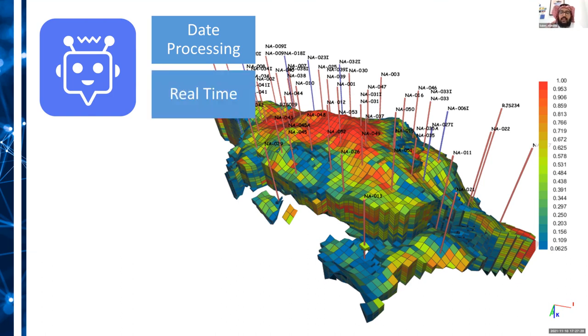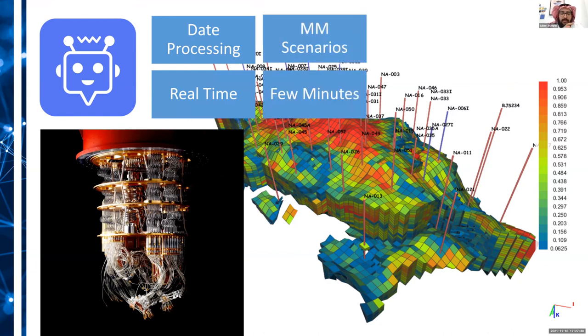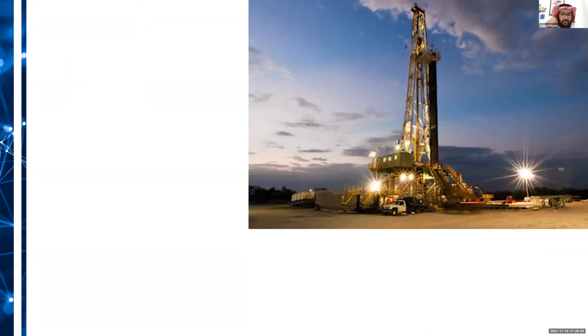Add to that, integrating it in real time, so it can really know what is happening in the operation, from production and drilling, and feed it into the domain. Add to that quantum computing. This will allow the reservoir engineer to go through millions and millions of scenarios in a few minutes, allowing him to get the most optimum development plan for the reservoir. Okay, now moving to drilling.